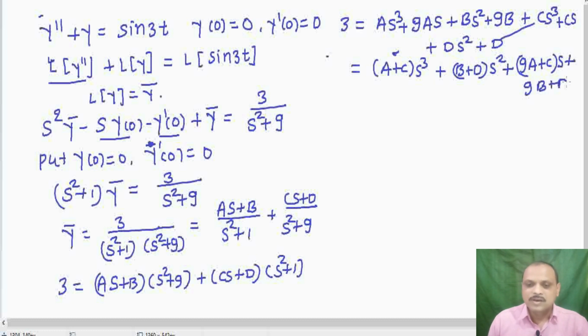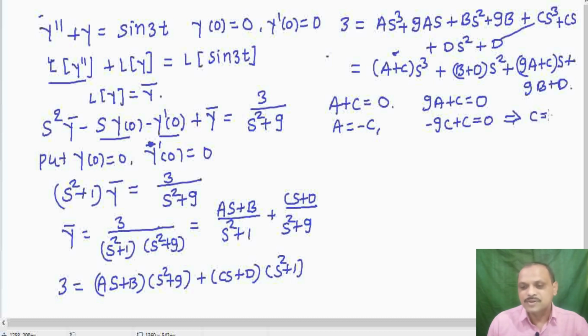Now equating the coefficients of like powers of s, we get a plus c equal to 0, so that a equal to minus c. Again we have 9a plus c equal to 0, that is minus 9 into c plus c equal to 0. This gives us c equal to 0. So whenever c equal to 0, we have a equal to 0, so a and c are 0.